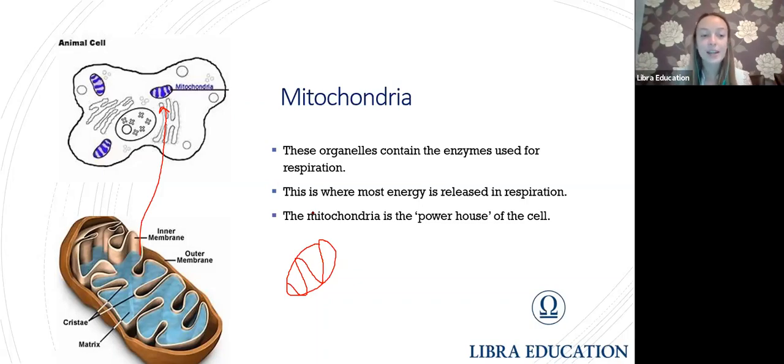A typical phrase that you may have heard before is the mitochondria is the powerhouse of the cell. Now, I think you can definitely one up your answer by instead saying these organelles contain the enzymes that we use for respiration. This is where the majority of the energy is released in respiration. But if not, when in doubt, the mitochondria is the powerhouse of the cell.